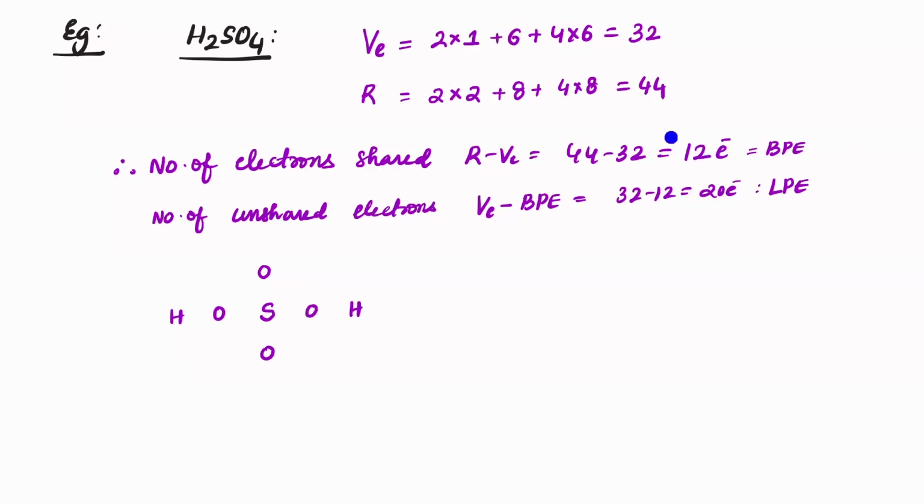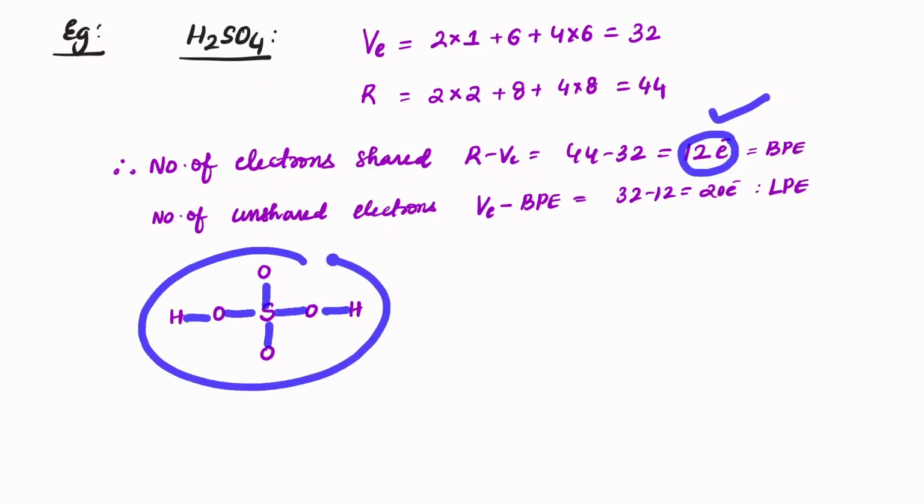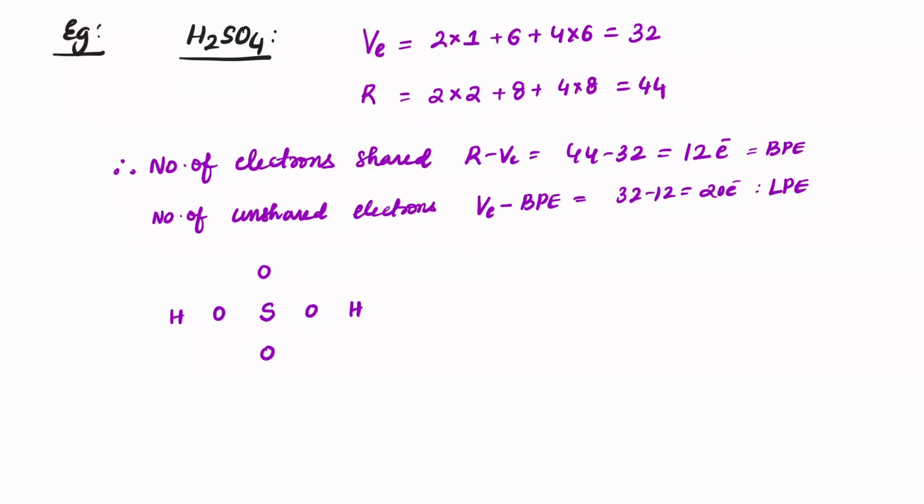And now somehow I need to make 12 bonded electrons to make bonds. So what are the ways I can do it? See, one option I can do is 1, 2, 3, 4, 5, 6. 6 into 2, 12. So that is done. Correct? So that's all we can do. At each position, I can make 2 electrons to share. So check out, 2 electrons here, 2 electrons here, 2 electrons here, and 2 electrons here. This will definitely complete the octet of sulfur.